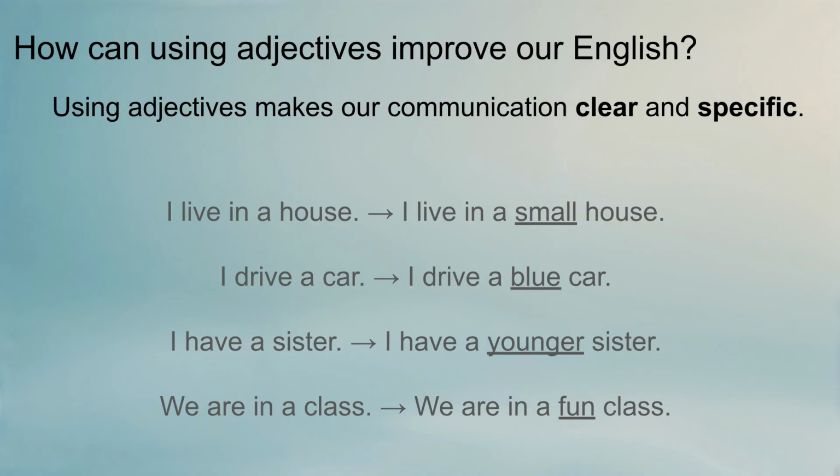On the left, we have simple sentences such as, I live in a house. To add an adjective, we put the adjective before the noun. So the noun in this sentence is house. That is what we are talking about. So we can take this simple sentence and turn it into, I live in a small house.